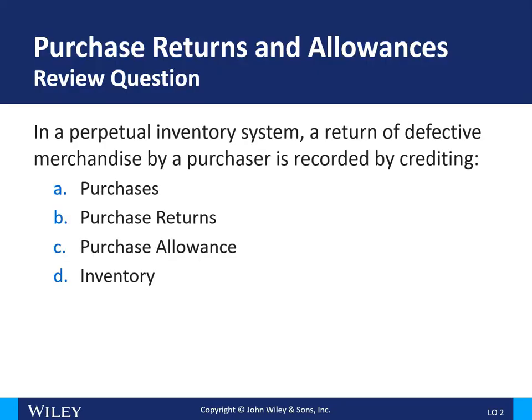In a perpetual inventory system, a return of defective merchandise by a purchaser is recorded by crediting which of these accounts? Purchases, purchase returns, purchase allowances, or inventory? We just saw that example. The answer is inventory.